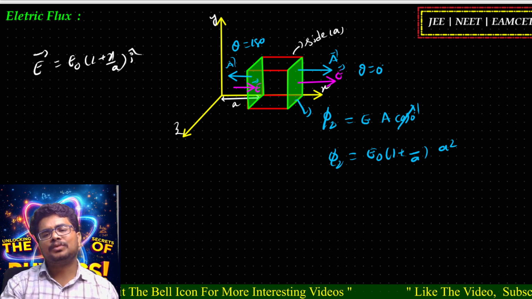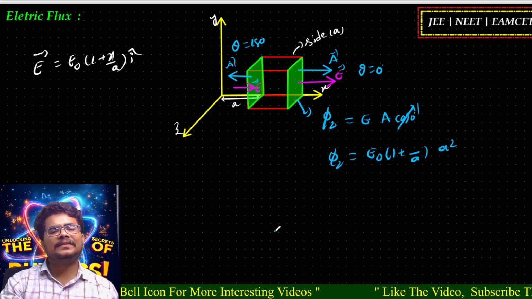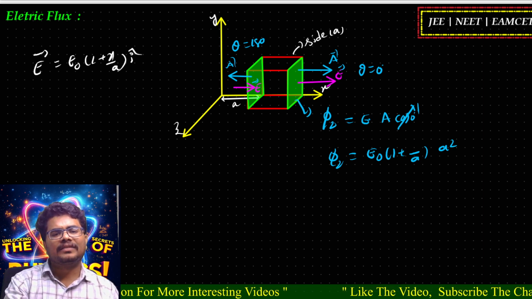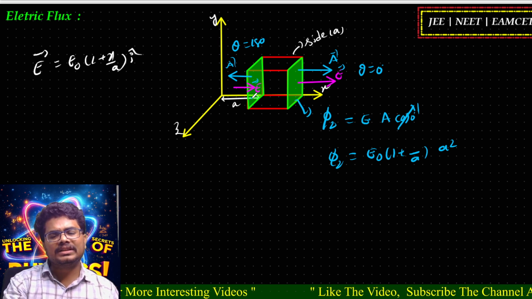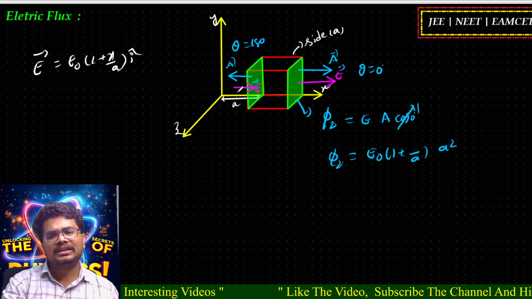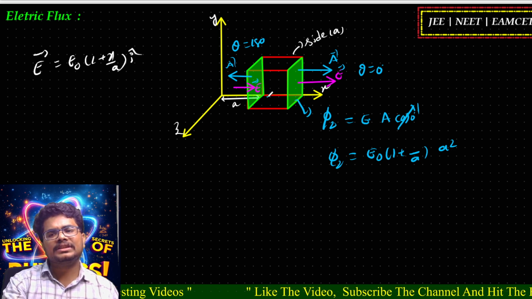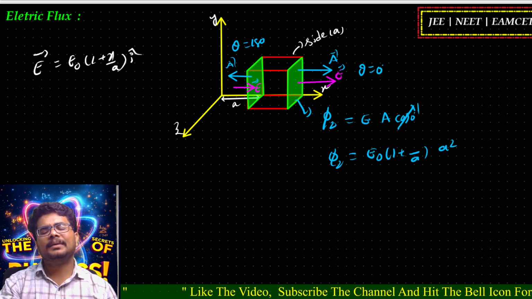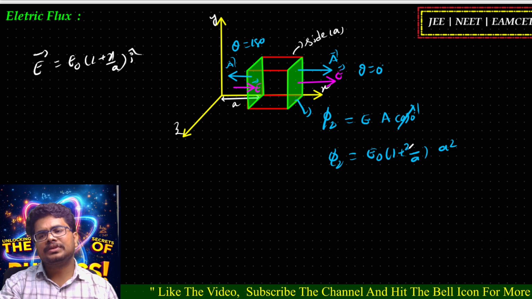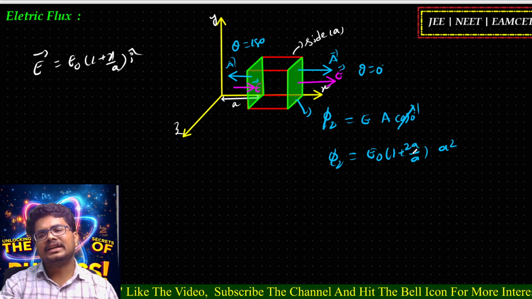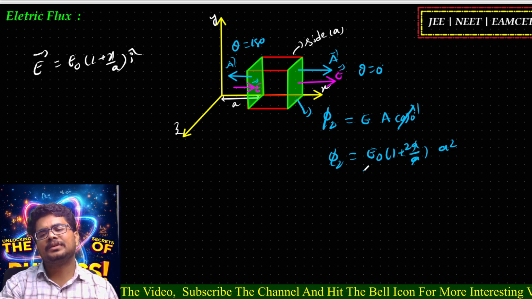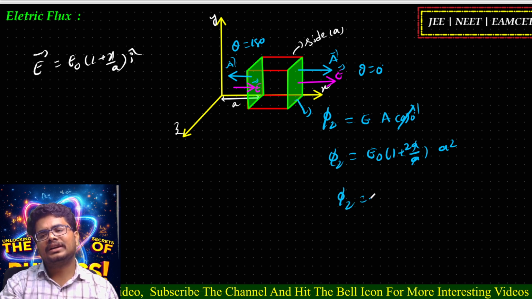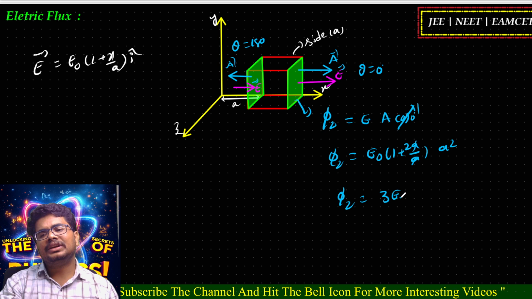In the place of x, what do I have to substitute? From the origin, what distance is that face maintaining? From here to here the distance is A, and the side length is also A. Therefore the total distance is A plus A, 2A, sir. So I substitute 2A here, A gets cancelled, and 2 plus 1 is 3. So flux 2 equals 3 E naught A square.